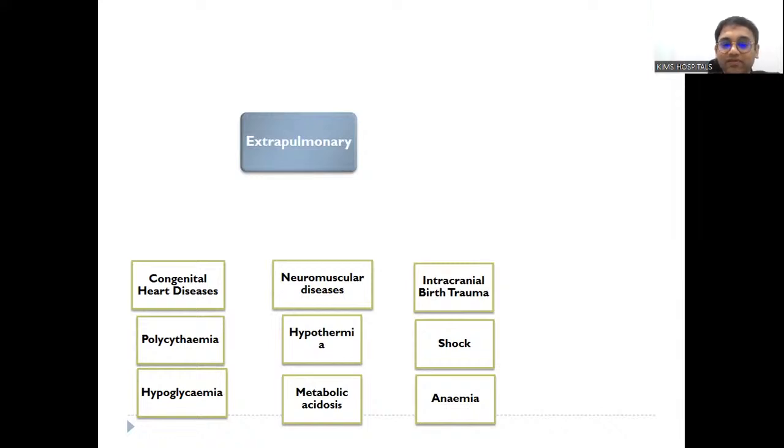Polycythemia, with a greater requirement of oxygen, can present with more respiratory distress. Hypoglycemia itself can present with respiratory distress. Hypothermia can also present with respiratory distress. Metabolic acidosis, in order to compensate for the acid levels, leads to more respiratory effort, which can present as respiratory distress.